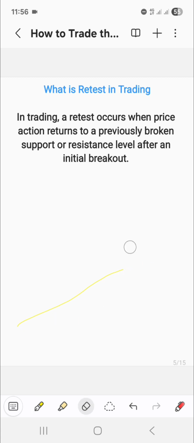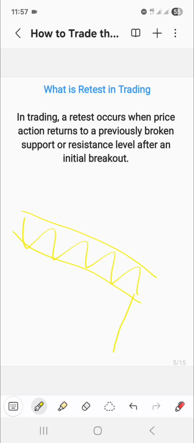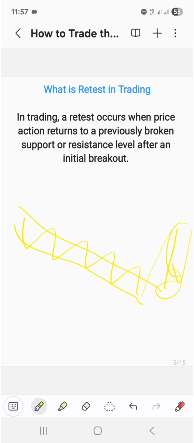Now let's assume a different market. Sorry, it broke up. Let me draw this again. We have this, and the market breaks above this, and when it comes down for a retest, this is what we call a retest of the broken resistance. Sorry, it was resistance we explained earlier on. Now we're explaining support. Don't mind me, I made a mistake.